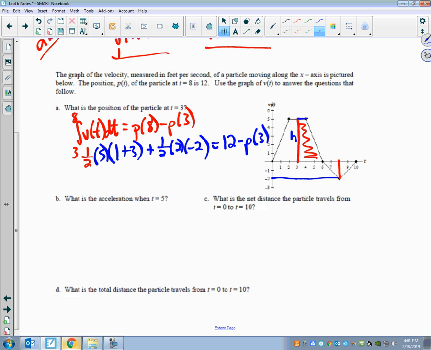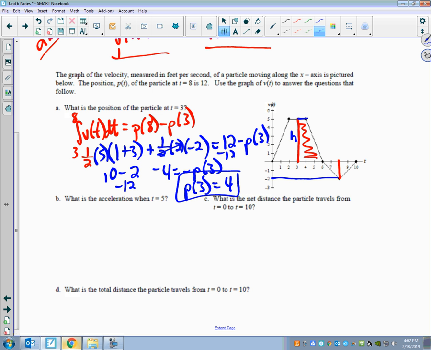So 4 divided by 2 is 2, times 5 is 10. And that cancels out. So 10 minus 2 is 8. And subtract the 12 over. So 8 minus 12 is -4 equals negative P of 3. So P of 3 equals 4.